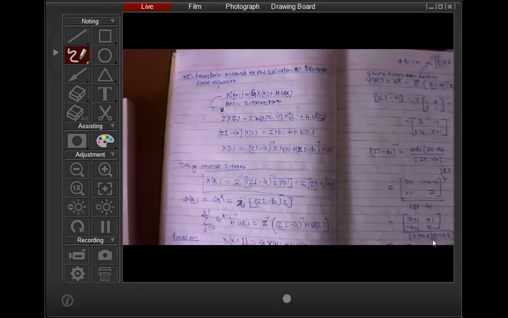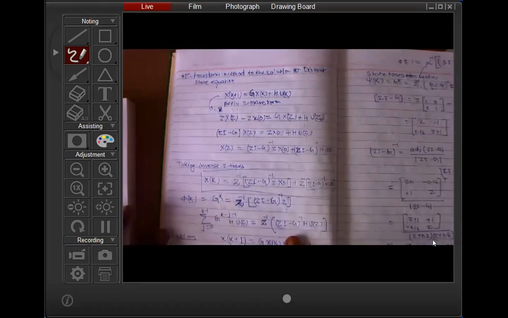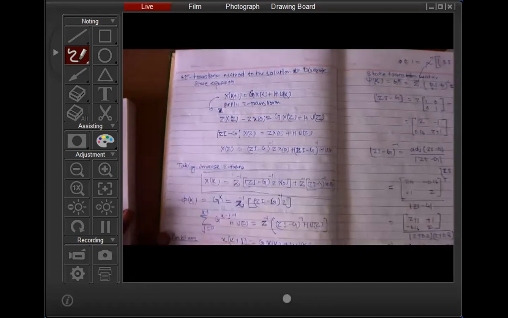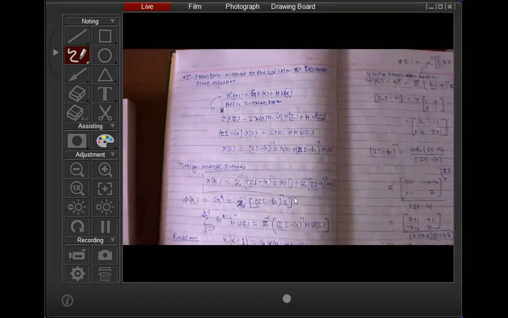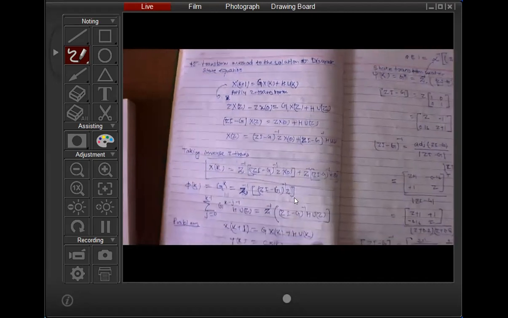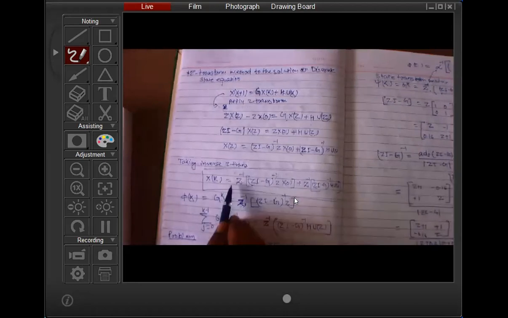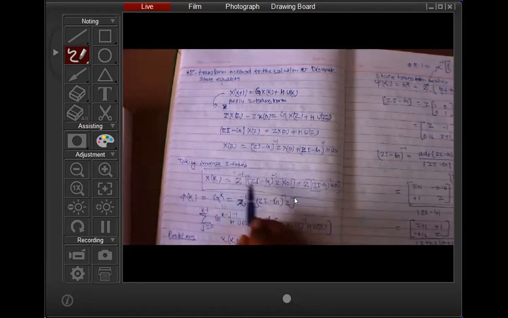In the last class, we solved one problem based on the solution of a discrete-time system. From the formula, the solution of the discrete-time state variable. I am audible to you? Yes, sir. And the screen is visible to you? Yes, sir.